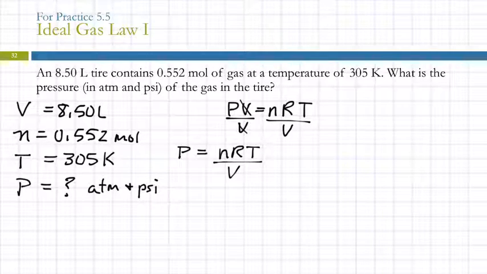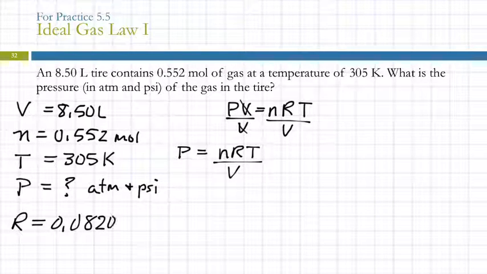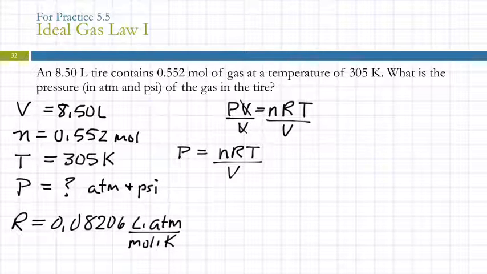Well, so we need R. R is 0.08206 liter atmospheres per mole Kelvin. The units on the gas constant tell you what the units of your other variables have to be. The volume has to be in liters, n is in moles, T is in Kelvin. Pressure, when we solve here, will end up with atmospheres. If I had this volume in milliliters, it would be good to change it to liters before I stick it in the equation.